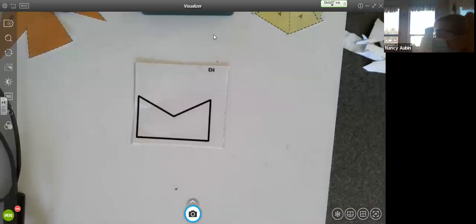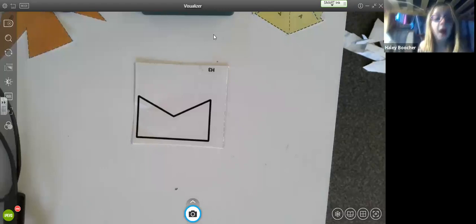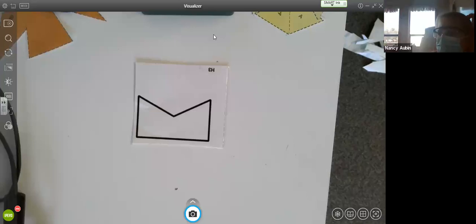Stand up if you have a quadrilateral. Quadrilateral. Haley Booker, are you going to stand up? Yes or no? Why not, Haley? Because it doesn't have 4 sides. How many sides does yours have?